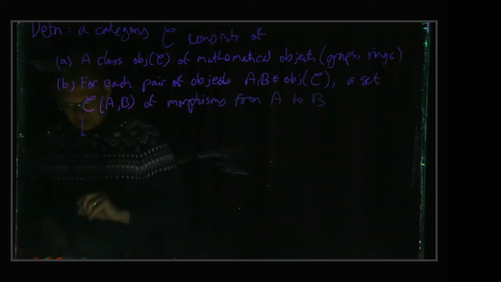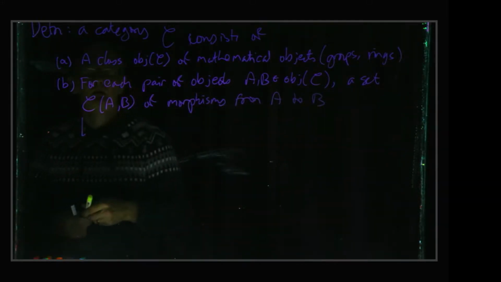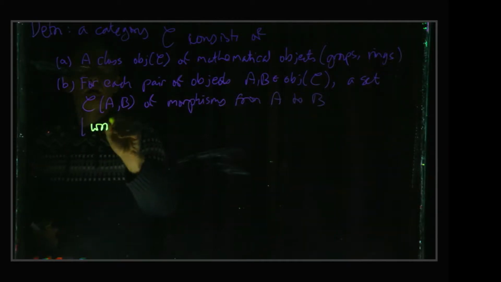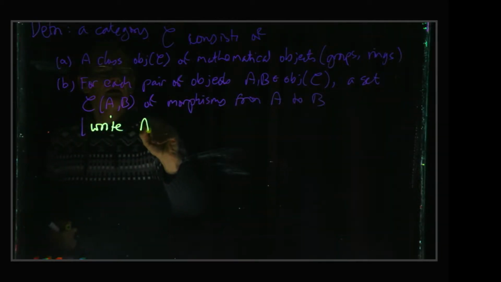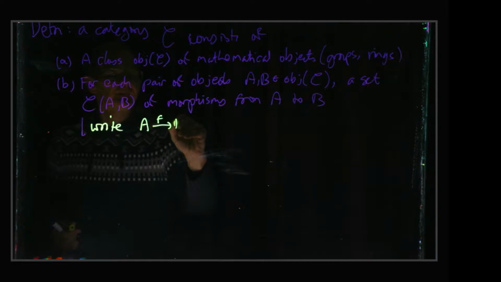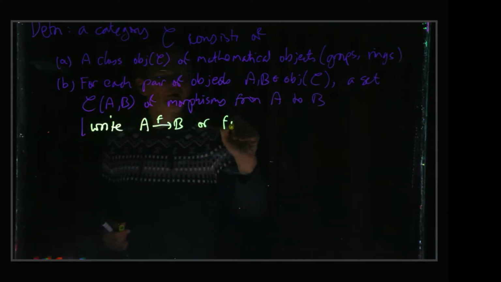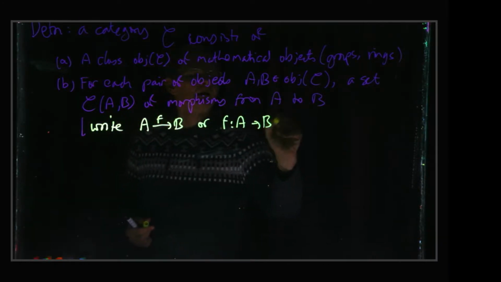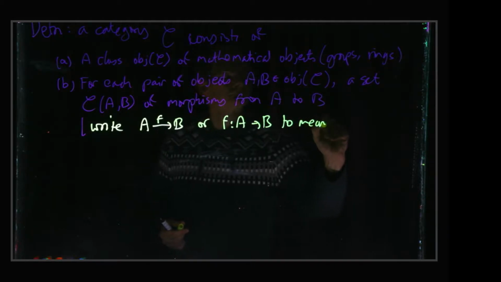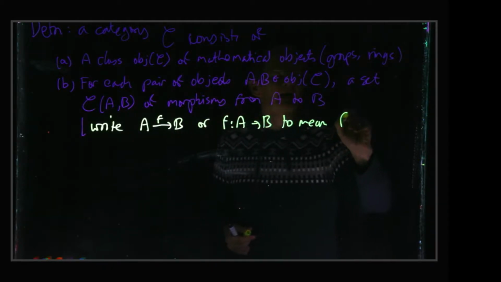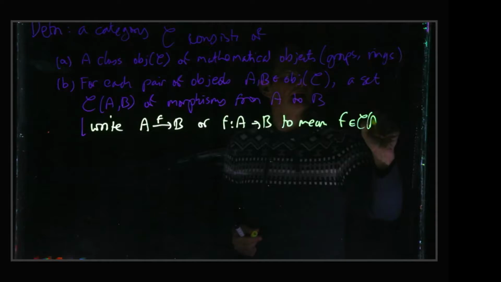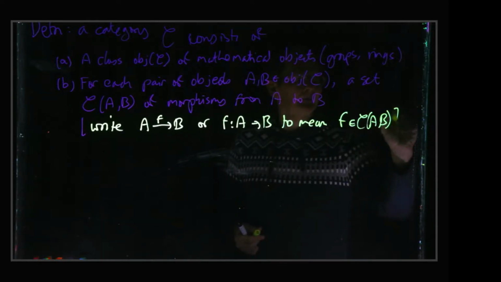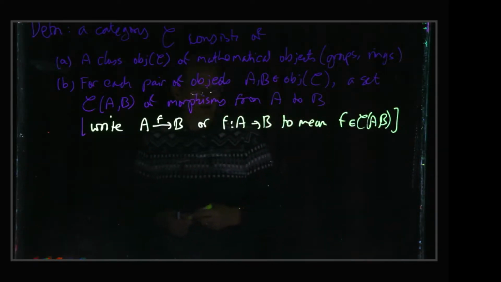And as a kind of notation, write f: A to B like that, or f colon A to B. And these just mean that f is an element of this set C(A,B). Okay. In other words, f is a morphism from A to B.